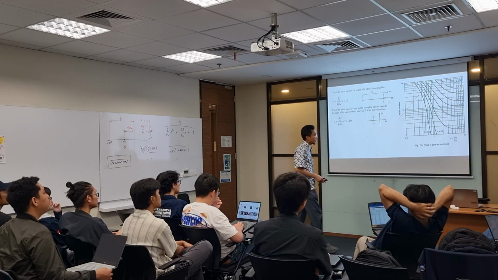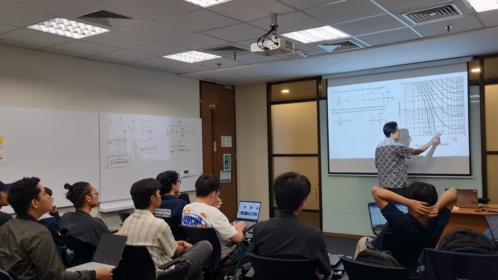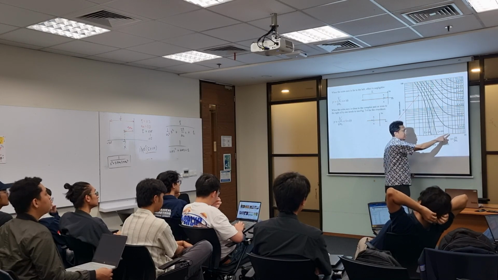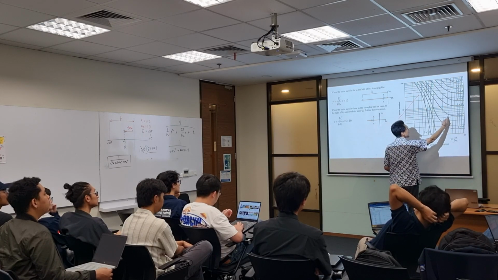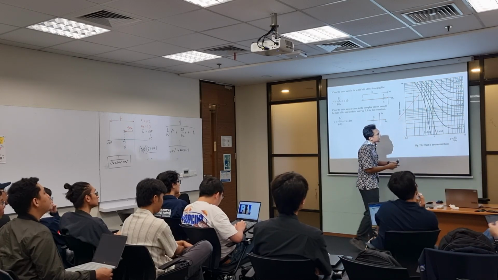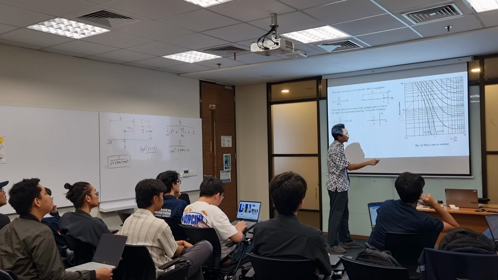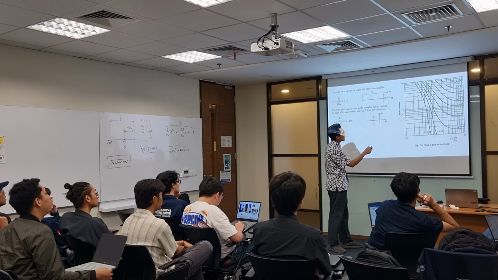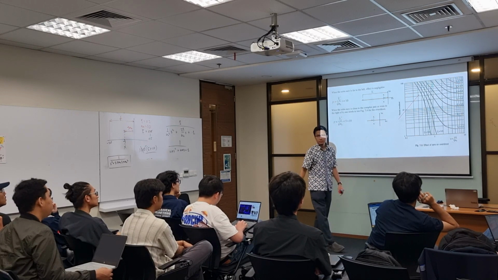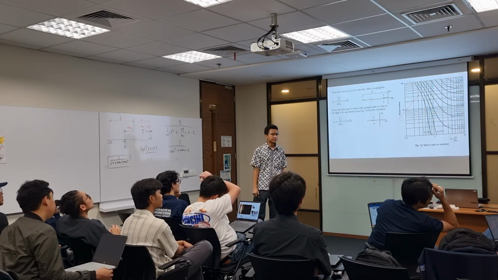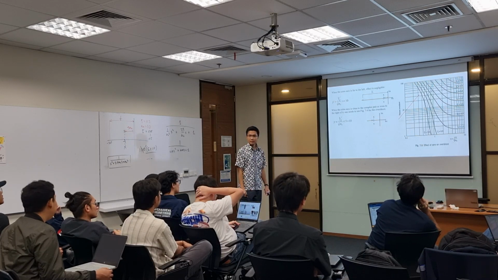So let's say your gamma is 3, then you use this line. If let's say your zeta is 0.4 and your gamma is 2, then you use this. Then you pull it to the left, that will be your overshoot, in percentage.